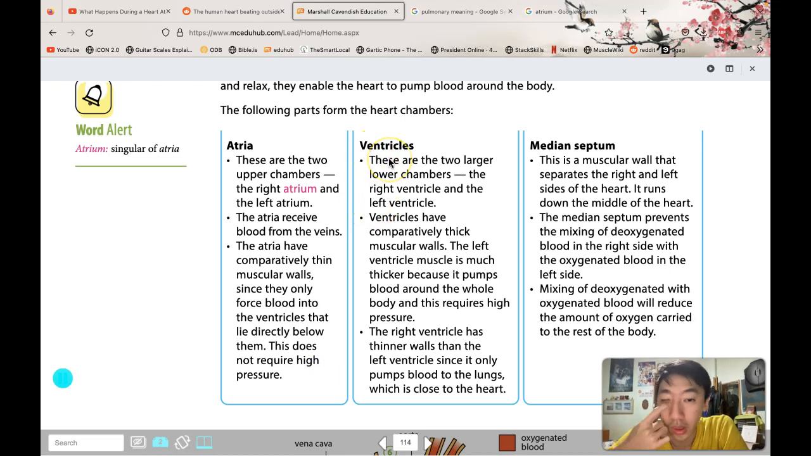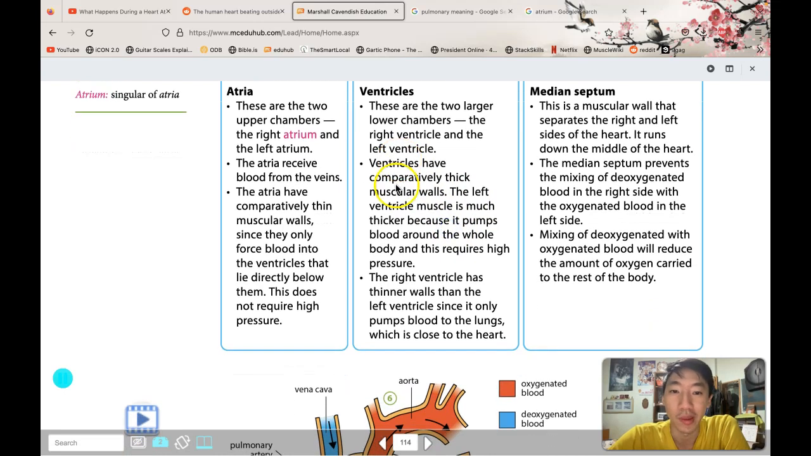Alright, there are also the two ventricles. These are the two larger lower chambers, which are the left ventricle and the right ventricle. Ventricles have comparatively thick muscular walls. The left ventricle muscle is much thicker because it pumps blood around the whole body, and this requires high pressure. The right ventricle has thinner walls than the left ventricle, since it only pumps blood to the lungs, which is close to the heart.